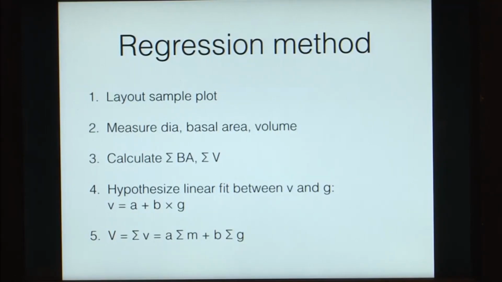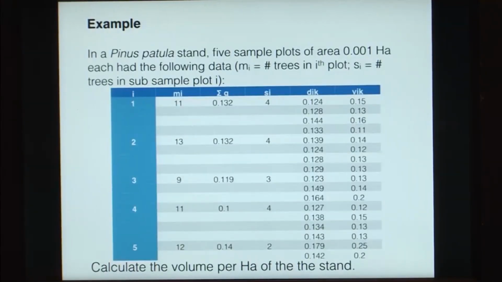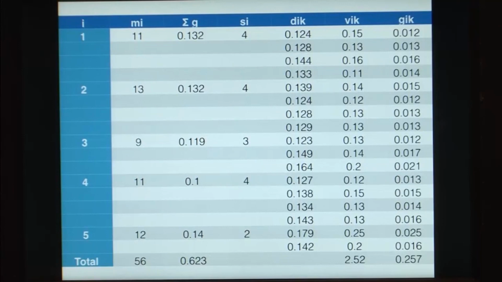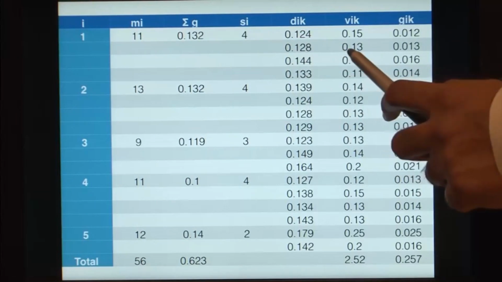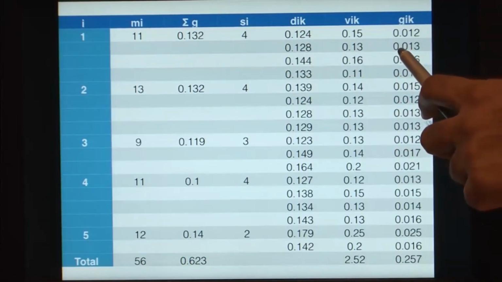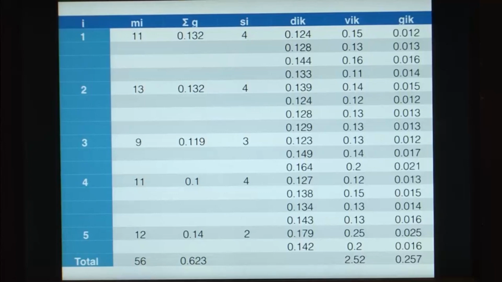So, how do we do that? Let us look at this example once again. Here we have these trees in which the diameter and the volumes are given. We had computed the basal areas of each of these trees by using the equation pi by 4 d square. If we expanded this table, we are already given the diameter values and the volume values, and we can compute this GIK in the same way as we computed earlier.